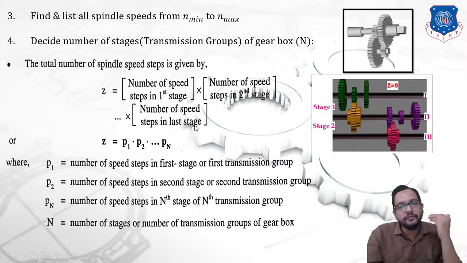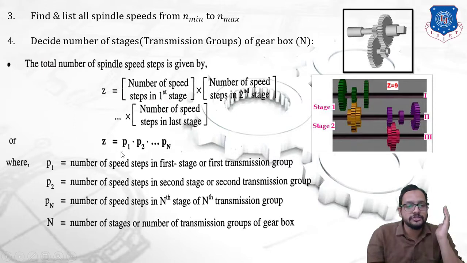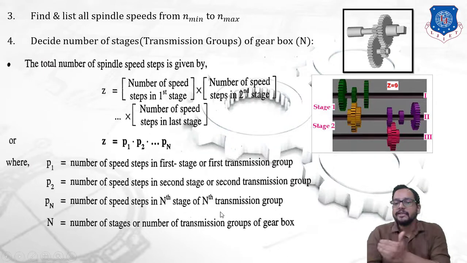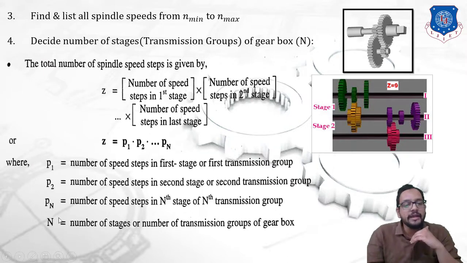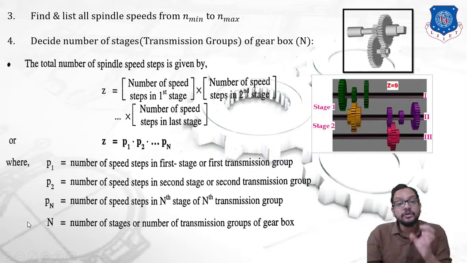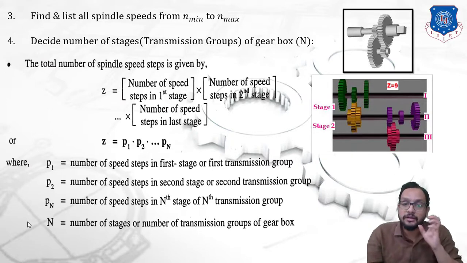In this way, if the number of stages is increased, we need to multiply by the number of speed steps up to the last stage. So the generalized equation can be written as Z is equal to P1 into P2 up to Pn, where P1 is the number of speed steps in the first stage or first transmission group. Similarly, P2 is the number of speed steps in the second transmission group. Pn indicates the number of speed steps in the nth stage or nth transmission group. Now n indicates the total number of stages available in a gearbox. So our target is to find out this n.